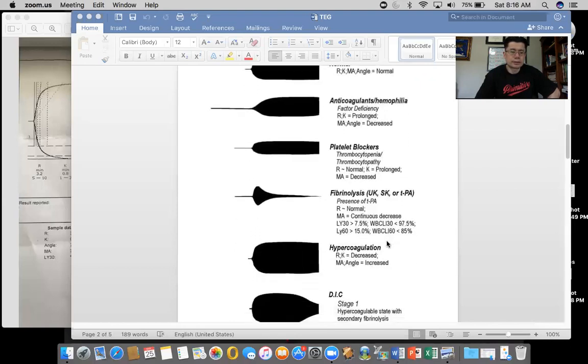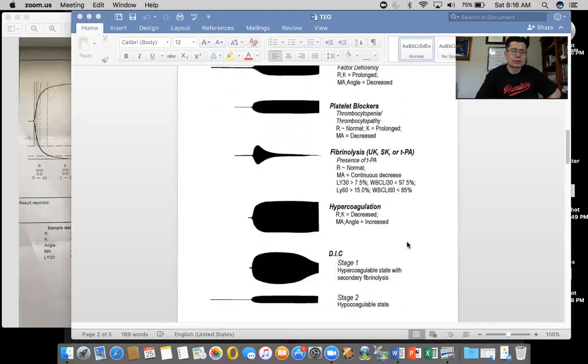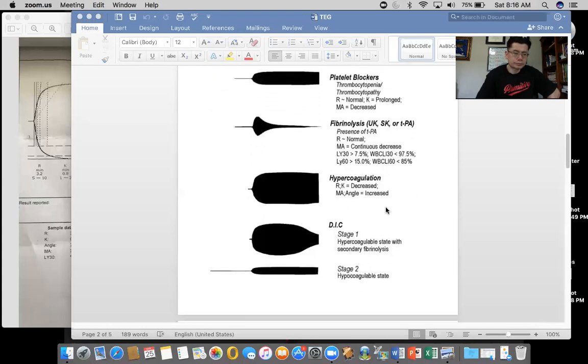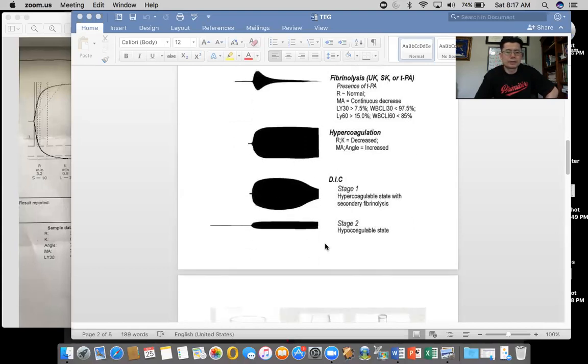And then the fibrinolysis. This is indicating a presence of tPA. It continues, so the MA still continues to decrease. Fibrinolysis is pretty narrow there, I want to say. And this is somebody who's hypercoagulable. That means they clot more than usual, so there's some kind of pathology going on there. And then disseminated intravascular coagulation. It's a hypercoagulable state, secondary to fibrinolysis. As you can see, the MA with the platelets is increased, but fibrinolysis is narrowed. And then very narrow, it's the hypercoagulable state.